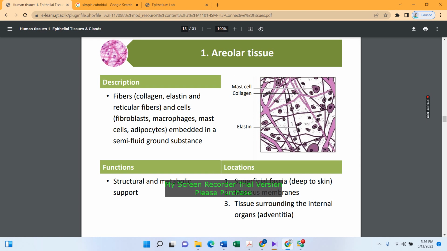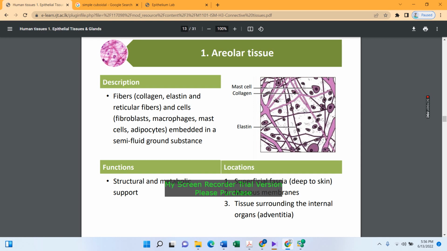So areolar tissue is found in superficial fascia deep to the skin, mucous membranes, and tissue surrounding the internal organs, that is called adventitia. So it's actually composed of all the typically found cells, like all three types of fibers and all four types of resident cells: fibroblasts, macrophages, mast cells, and adipocytes. But you don't find myofibrils here. And three types of fibers: collagen, elastin, and reticular.